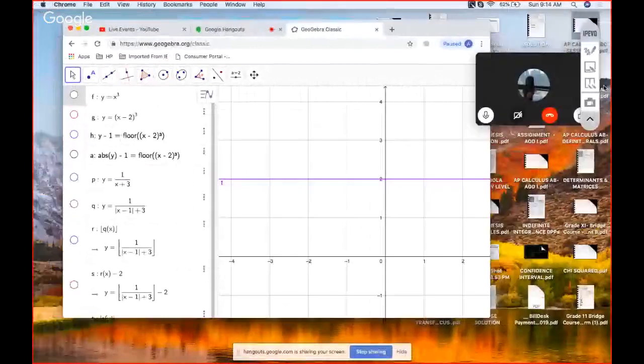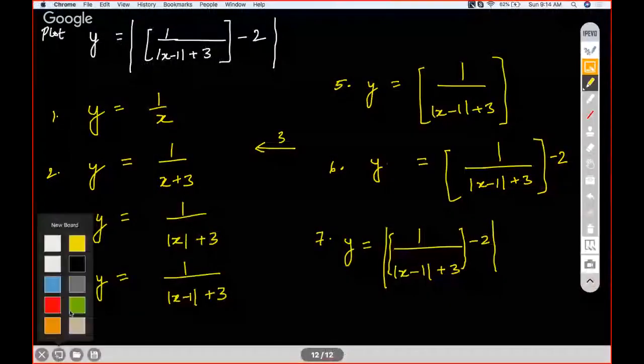Let's now introduce you to the next important special function, which we call the fractional part function.